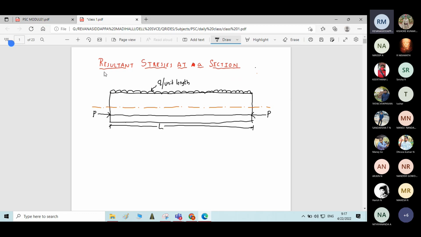Here, the resultant stresses means combination of pre-stresses and dead load stresses, and one more, live load stresses.